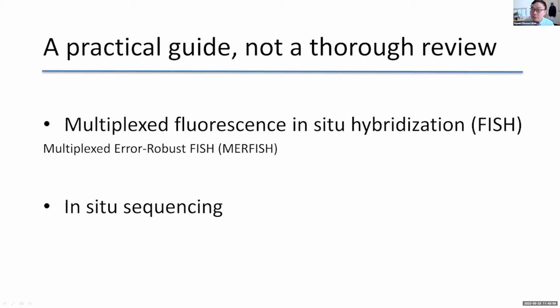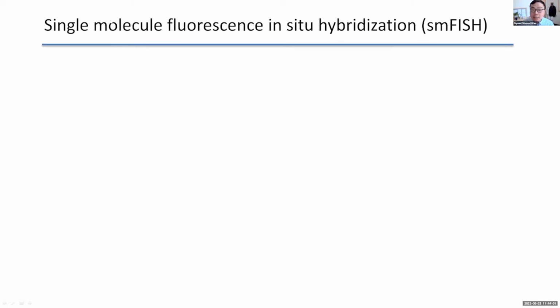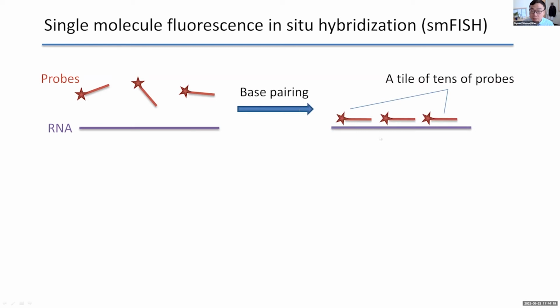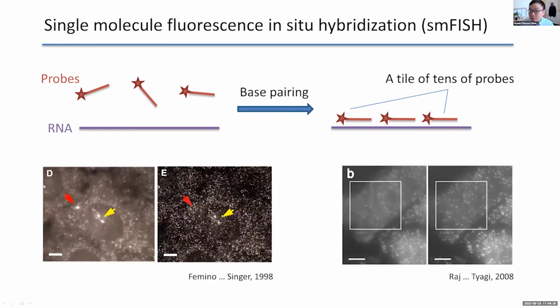So all multiplex FISH technologies are based upon single molecule fluorescence in situ hybridization, or single molecule FISH. In single molecule FISH, we have these oligonucleotide probes that carry fluorescent dyes. They have complementary sequences to their RNA target. So upon hybridization due to base pairing, these probes can tile onto your RNAs of interest, and usually you need a tile of tens of probes so that the fluorescence from the individual RNA molecule stands above the fluorescent background, and each RNA molecule would appear as a fluorescent spot.